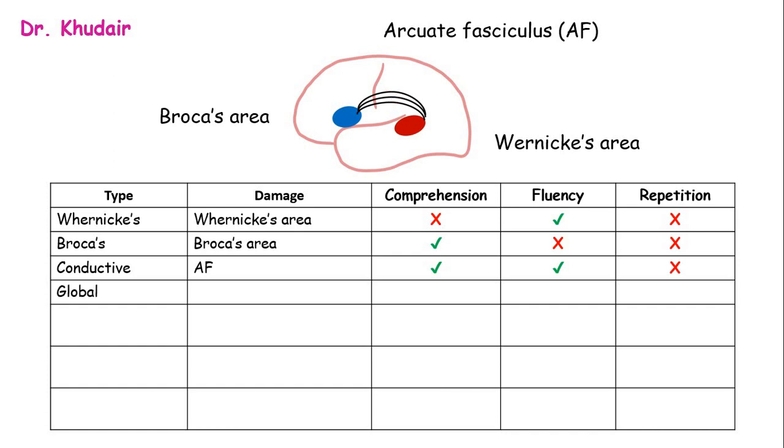Next, we have global aphasia, which affects all of the three structures, Broca's, Wernicke's, and the arcuate fasciculus. So all of the three functions will be impaired.